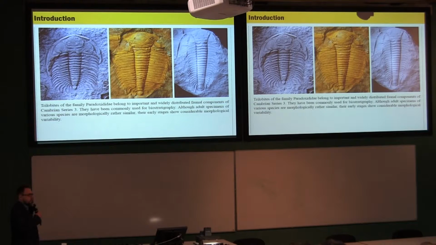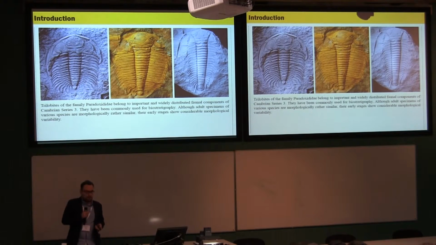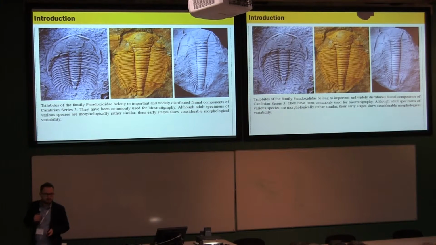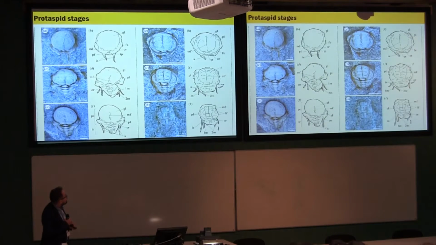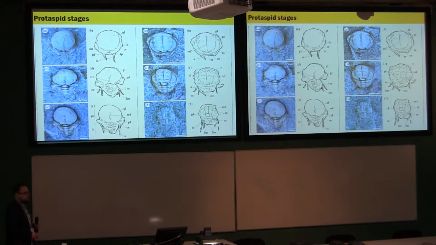These trilobites are of Cambrian Series 3 age, well, traditional Middle Cambrian, and they are generally considered to be monophyletic and closely related. So we can expect that if we have closely related trilobites, we should have very similar early stages. But that's not the case for these Paradoxidid trilobites. The early stages of all these three taxa are quite different.